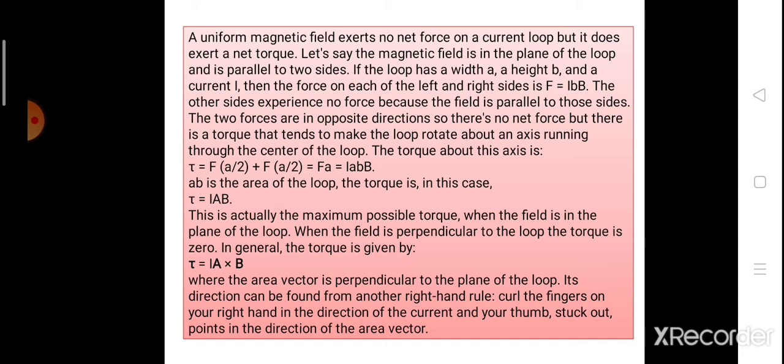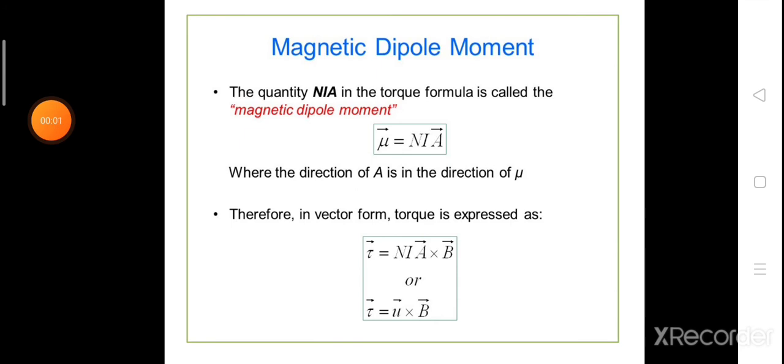In general, if the normal to the plane of the coil makes an angle theta with the direction of the magnetic field, torque is given by I into A cross B. Area is to be treated as a vector and the direction of area is always normal to its plane. So the torque in vector form is given by tau equals N I A cross B, where N is the number of loops of the rectangular coil.